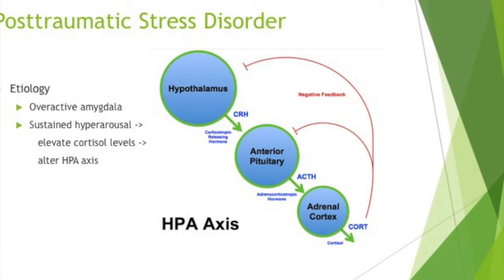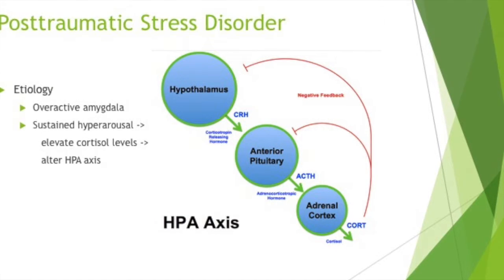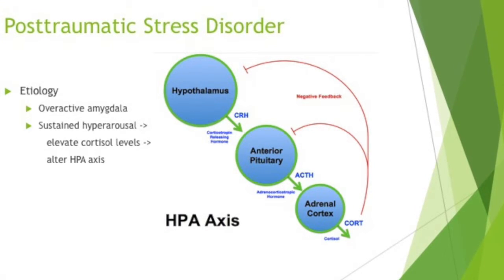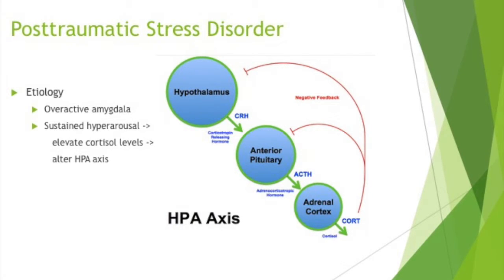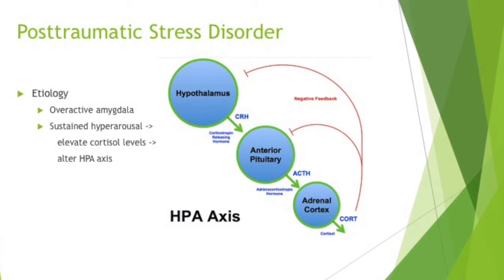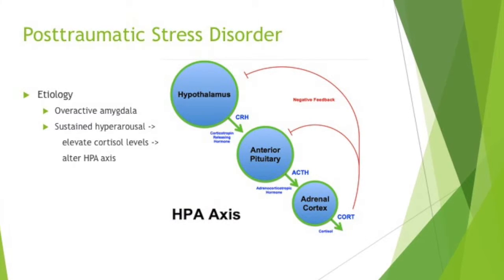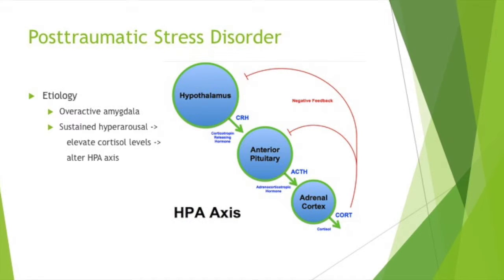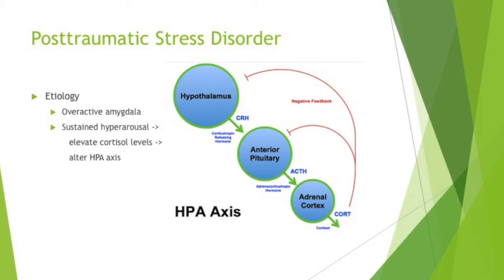The etiological explanations for PTSD are mainly biological theories. One is that the amygdala, which is part of the limbic system which controls emotional memory, seems to be overactive in individuals with PTSD. Another theory is that sustained hyperarousal in the brain, which is experienced by people who are experiencing trauma, seems to elevate cortisol levels, or the stress hormone in the brain, which therefore alters the HPA axis, or the hypothalamic pituitary adrenal axis. These chronically high levels of cortisol may damage the hippocampus, which is responsible for cognitive memory, which may lead to the development of PTSD.